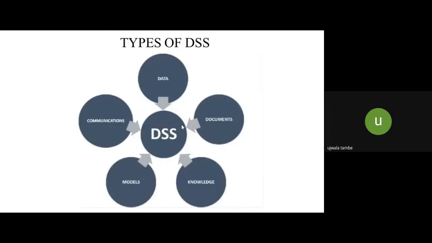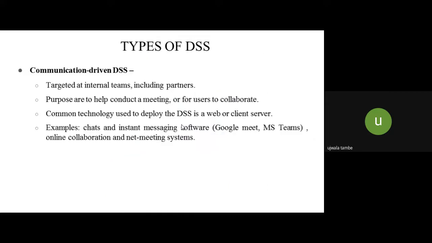After that, our next topic is the types of DSS. As mentioned in the figure, there are 5 types of DSS. First one is the communication, then data, document, knowledge and models. So what is meant by the communication?